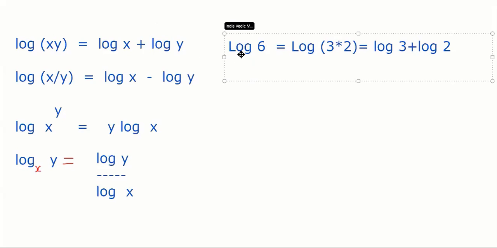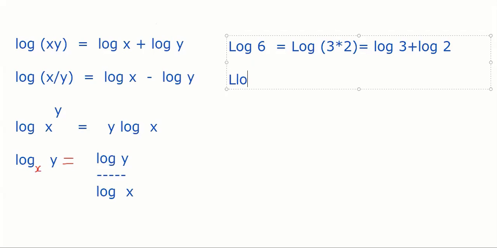Suppose log of 6. 6 is 3 into 2, so log of 3 plus log of 2. Here, when I don't mention the base, it is the same in both. If I say log of, take anything, say 8. I can write 8 as 16 by 2, just to give an example. So that means log of 16 minus log of 2. Correct?